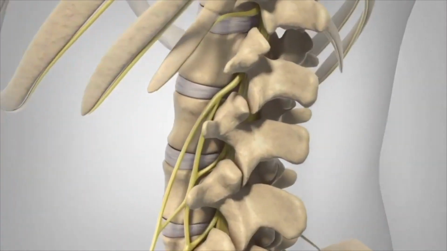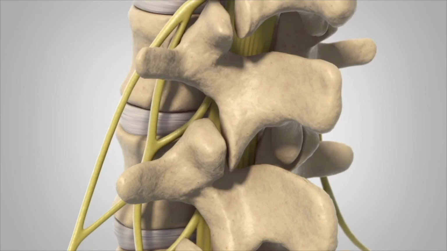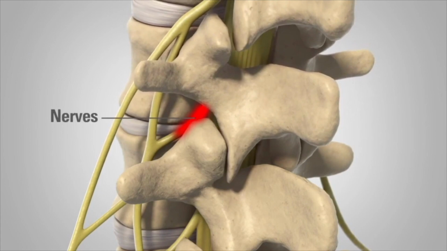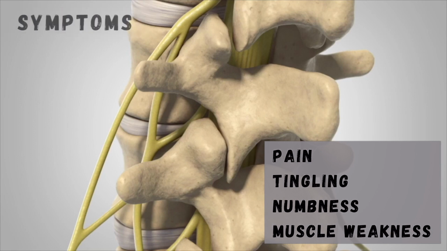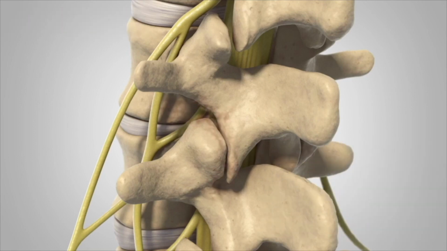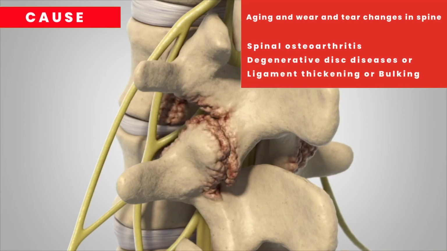Spinal stenosis is the narrowing of the space within your spine, which can put pressure on the nerves that travel through the spine. Spinal stenosis happens most often in the lower back and the neck. Some people with spinal stenosis may not have any symptoms, and others may experience pain, tingling, numbness, and muscle weakness. The most common cause of spinal stenosis is aging and wear and tear changes in the spine. However, the other risk factors for spinal stenosis are spinal osteoarthritis, degenerative disc disease, or ligament thickening or bulking.